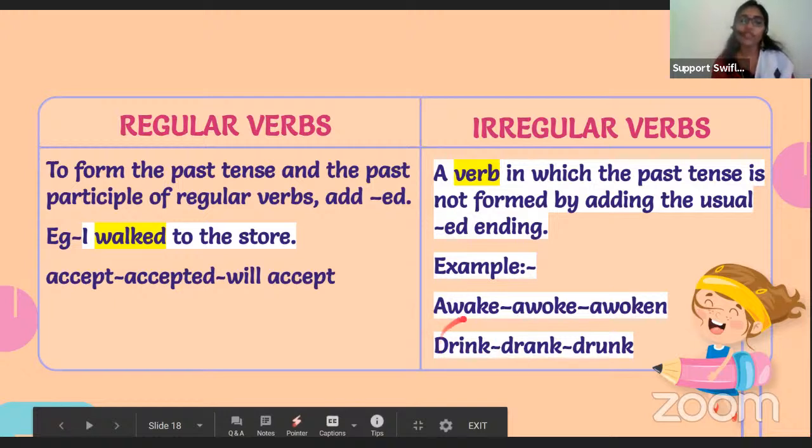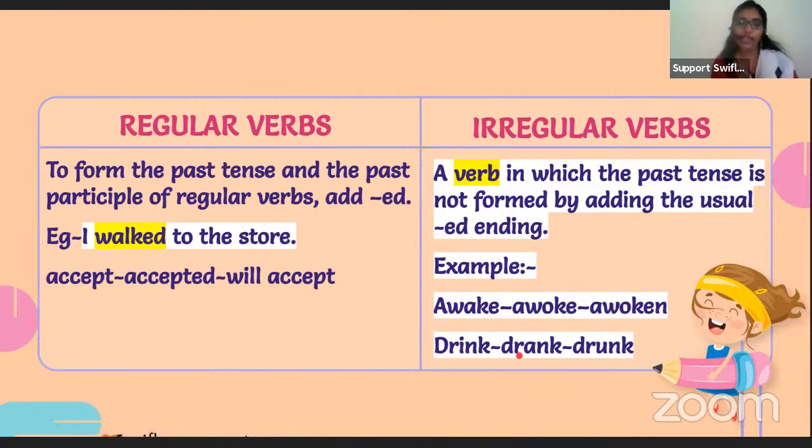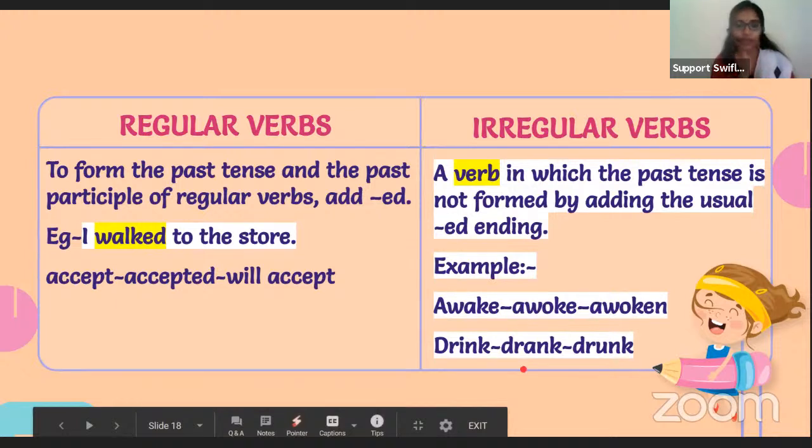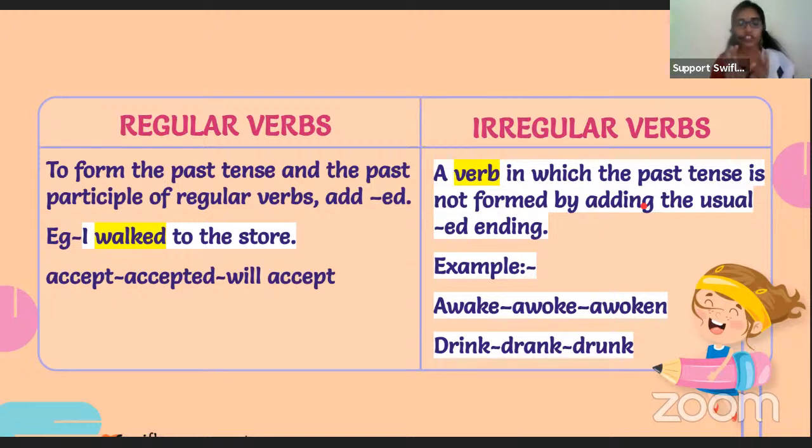So in this verb drink, we don't want to add any -ed. Instead of adding -ed, we have to change that to drank. So these types of verbs, or the words which denote actions, are called irregular verbs. Let's have a recap again. Regular verbs are where we add -ed to make the past tense, but in irregular verbs we don't add any -ed. So these are the differences between regular and irregular verbs.